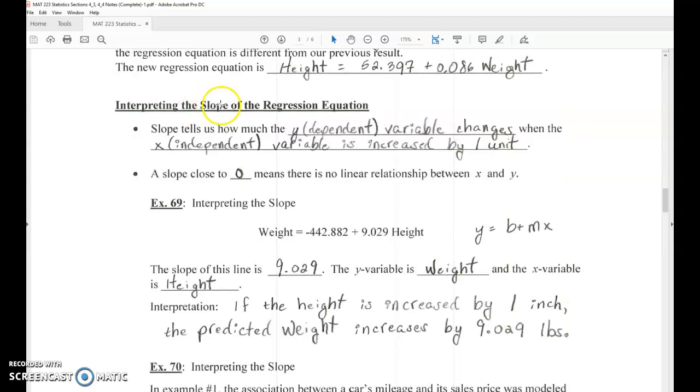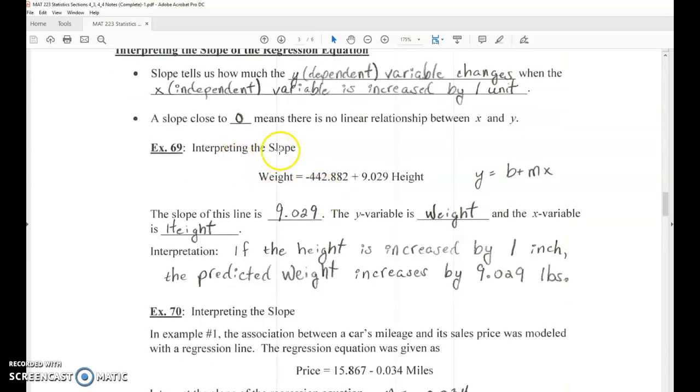So how do we interpret the slope of the regression equation? The slope tells us how much the y variable changes when the x variable is increased by 1 unit. Okay? A slope close to 0 means that there's no linear relationship between x and y. So interpreting the slope, here we have a slope of what? This is in the form of y equals b plus mx. So the slope is 9.029.